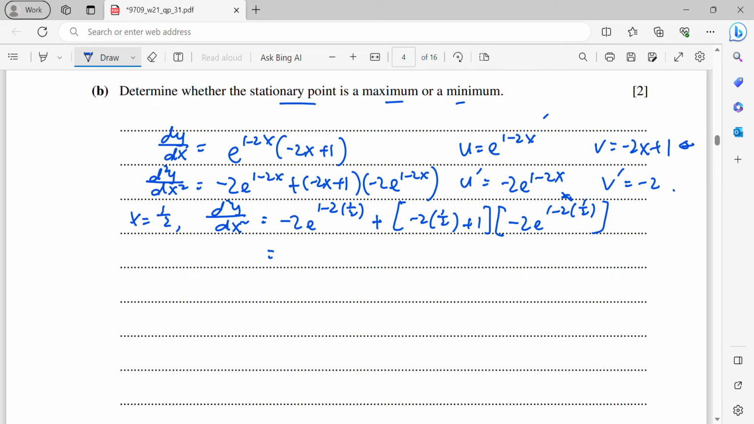So the first one is going to be negative 2e^0 plus this term. Okay, negative 2 times half is basically negative 1. So negative 1 plus 1, this is 0. So 0 times any term is 0, so I will just ignore it. Then from here, I will be getting negative 2 times 1, which is negative 2. When the second derivative is less than 0, that means the point is going to be a maximum point.